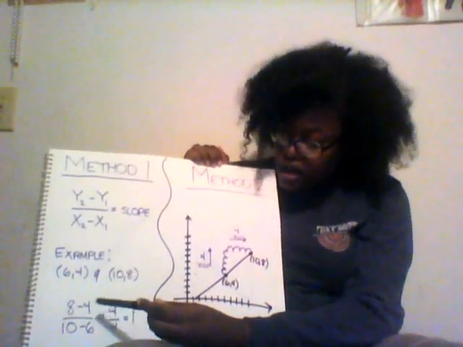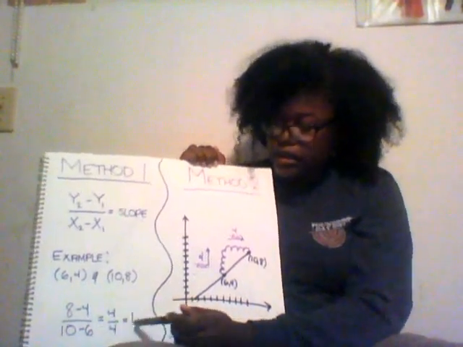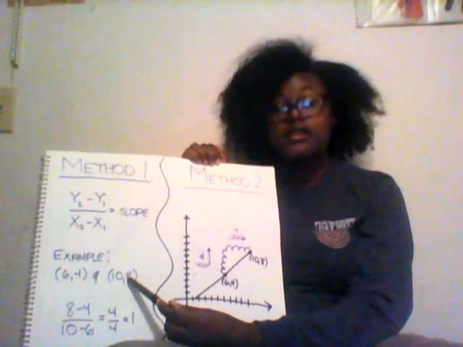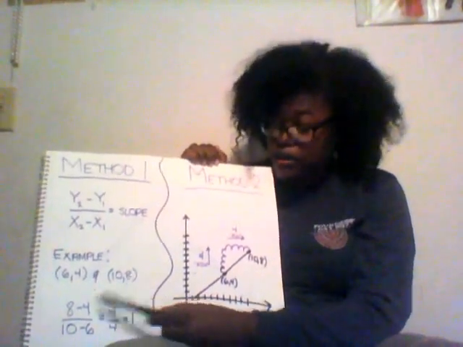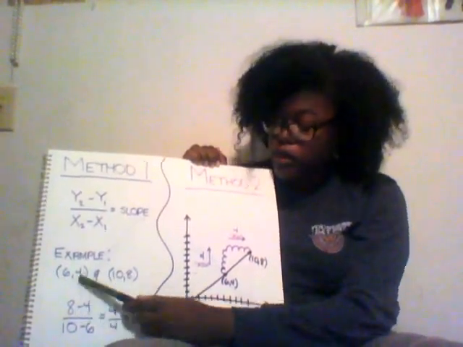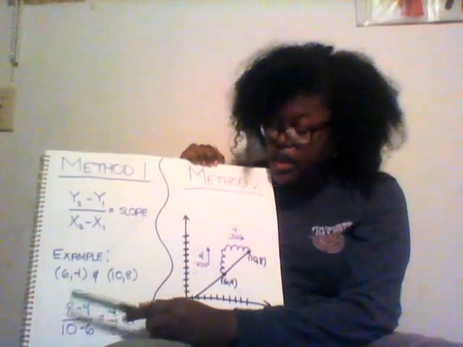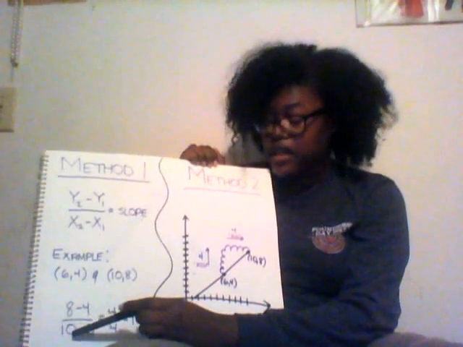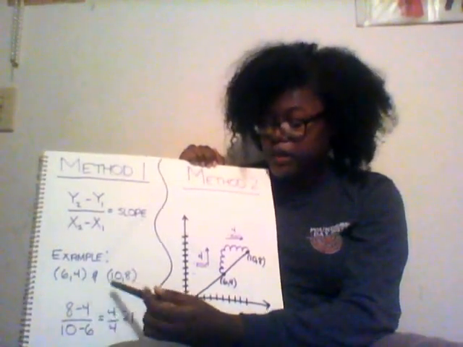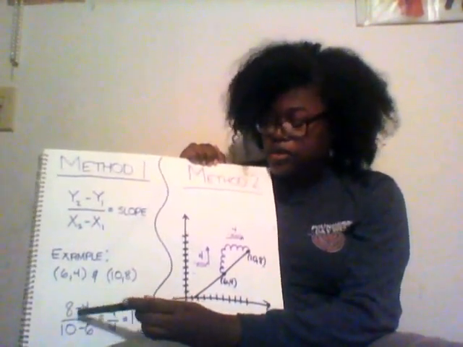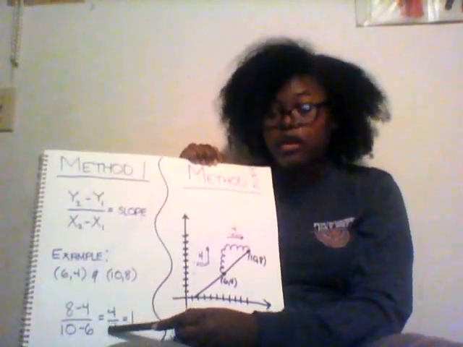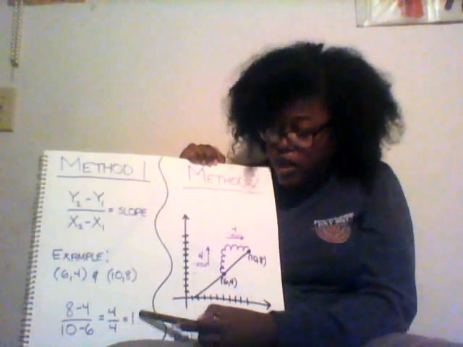Now, as you can see here, I've already taken the liberty and done it for you. So you have 8, which is the y-coordinate of the second point, minus 4, which is the y-coordinate of the first point, divided by 10 minus 6, which are the x-coordinates of each respective point. When you subtract them out and divide them by each other, you get 4 divided by 4, which is also equivalent to 1.